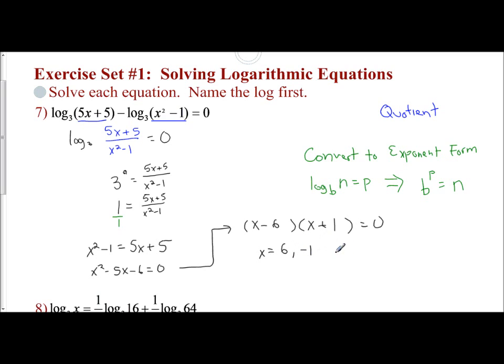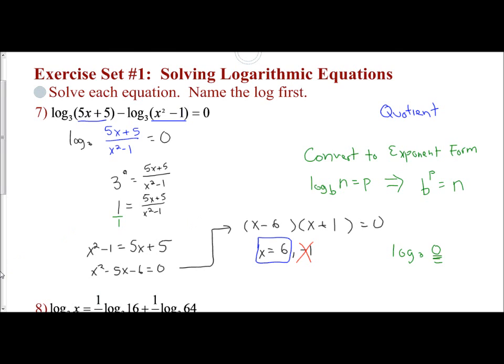We have to verify that both of these answers work by plugging them in. If I plug 6 in, I get a positive number here and a positive number here, and so we know 6 works. If I plug negative 1 in, I get a 0. We know we cannot take the log of 0, and so therefore this negative 1 does not work, because when you plug it in, you get log base 3 of 0, and the definition of log says you cannot take the log of 0. So therefore our answer is just x equals 6.